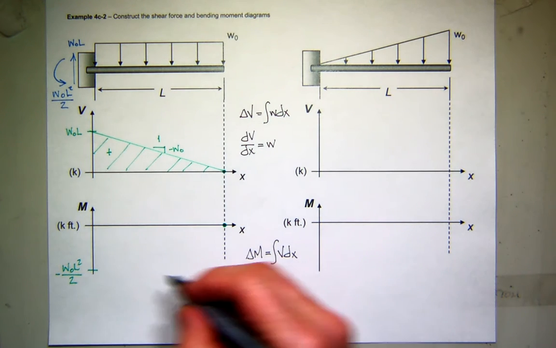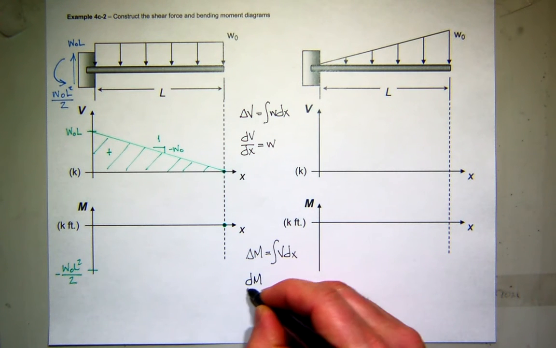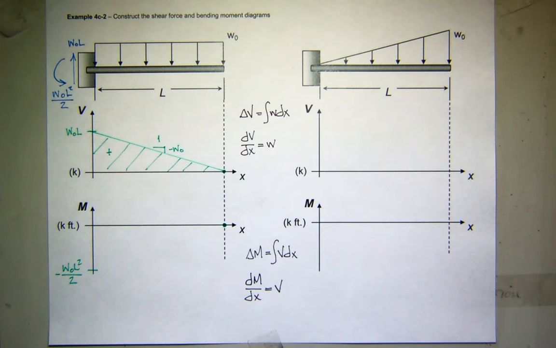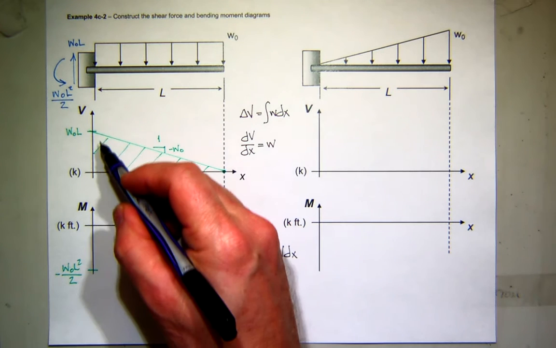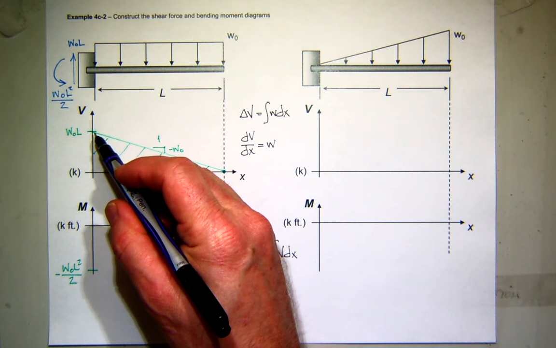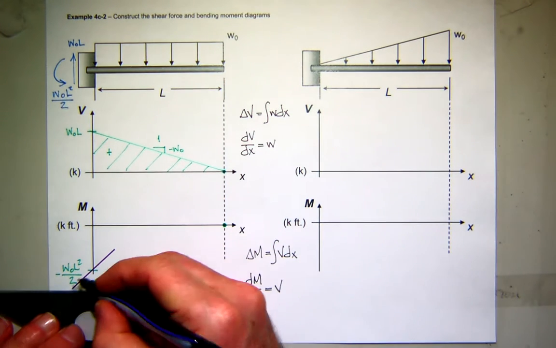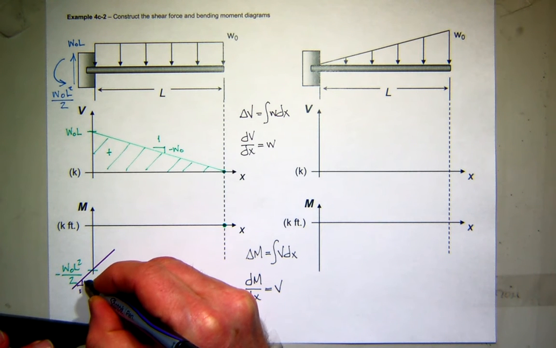So far, so good. What's the shape of the curve in here? Well, we know that the slope of the moment diagram is equal to the value of the shear. So let's look at the very beginning here. What's the slope of the moment diagram right there? It would be equal to the value of the shear. And what's the value of the shear? W naught. Is it positive or negative? Positive. So I'm going to draw a positive slope, and I'm even going to emphasize it by saying it's W naught to 1.